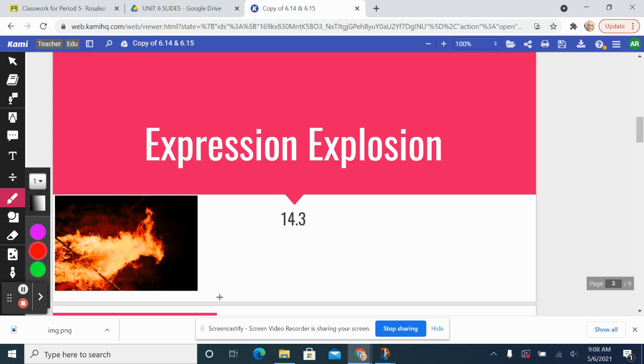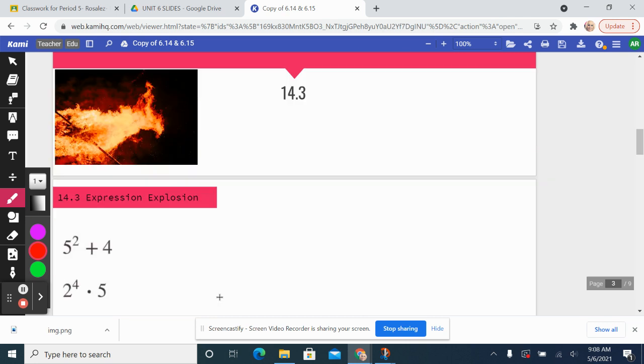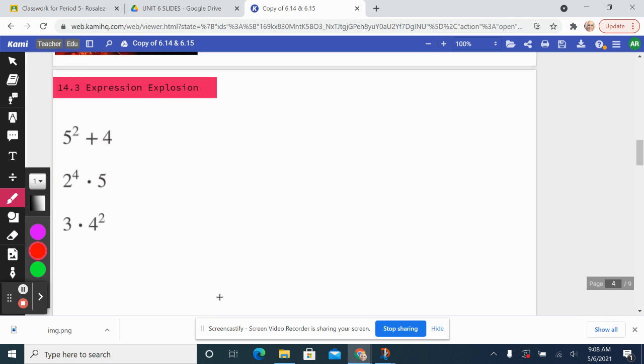So you're looking for the heading expression explosion. That's what we're going to be doing. So if you can go to expression explosion. Now, I am only going to be working out the left side, just so you're aware. Those are the ones that we're going to be doing right now. So we're going to just work these out. Okay, so you're going to take it one step at a time, like I kind of told you last time.